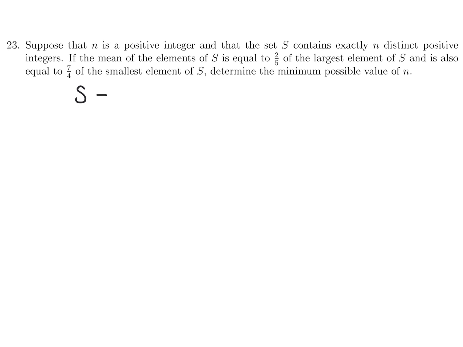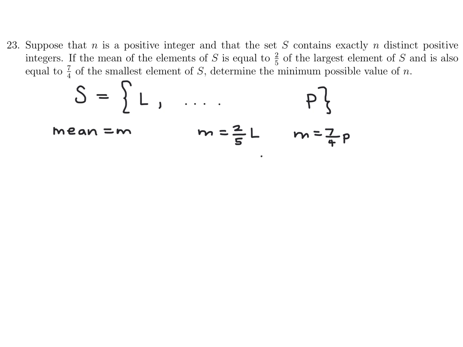Well, we have some set, and we have the largest guy, and then we have a whole bunch of numbers, and then we have the smallest. The smallest is called P. Okay, and then the mean, let's call that mean equal to M. And the mean is 2/5 of the largest, so 2/5 of L. And the mean is 7/4 of the smallest. So that means that 2/5 L is equal to 7/4 of P. So that means P is equal to 8 over 35 L.